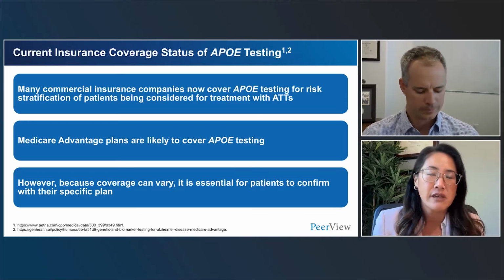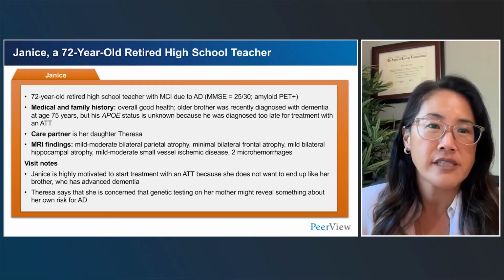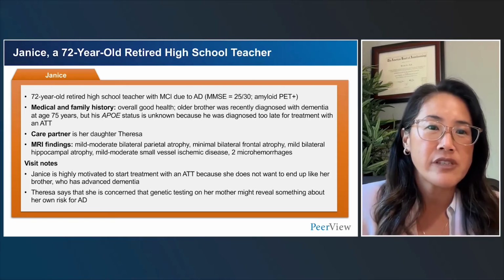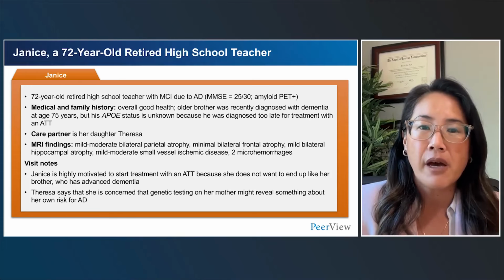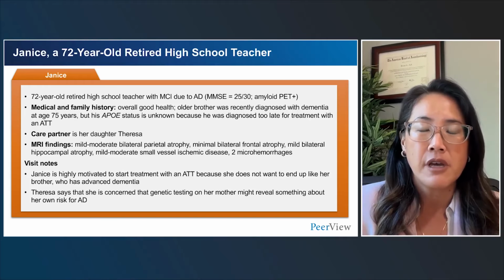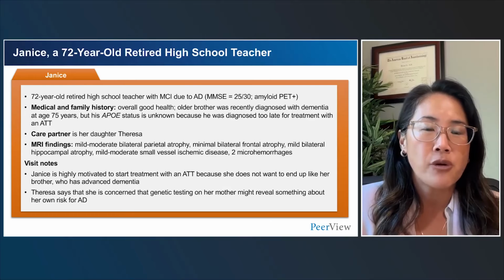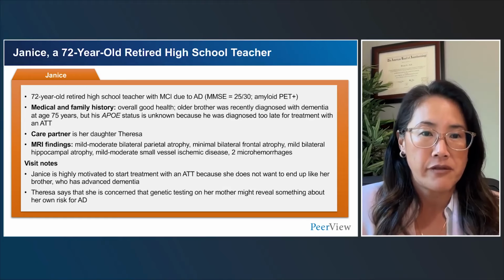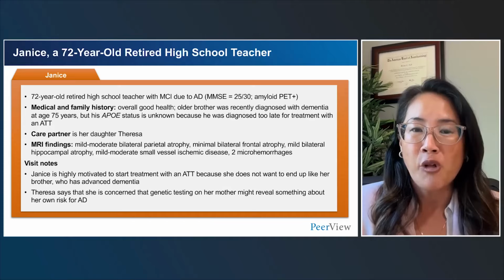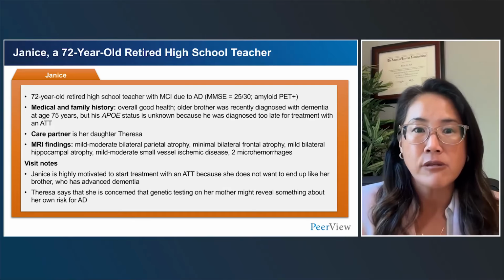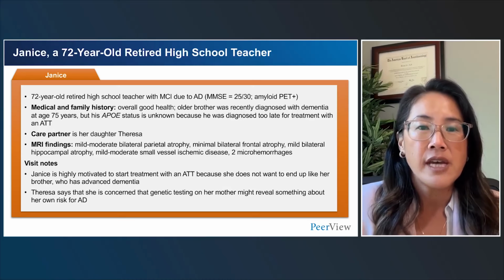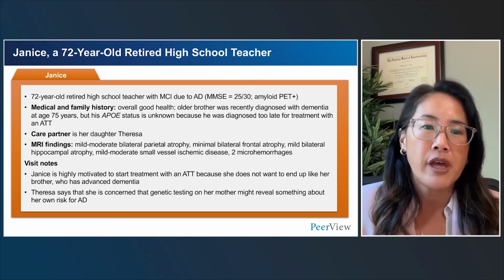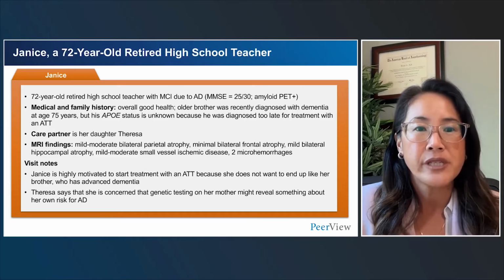Yeah, it's fantastic. So let's discuss a case of Janice. She is a 72-year-old retired high school teacher with mild cognitive impairment due to Alzheimer's disease. Her Mini-Mental State Examination score is 25 out of 30, and her amyloid PET was positive. She has overall good health. Her older brother was recently diagnosed with dementia at 75. His APOE status is unknown because he was diagnosed too late for treatment with the amyloid-targeting therapies. The care partner of Janice is her daughter, Teresa.